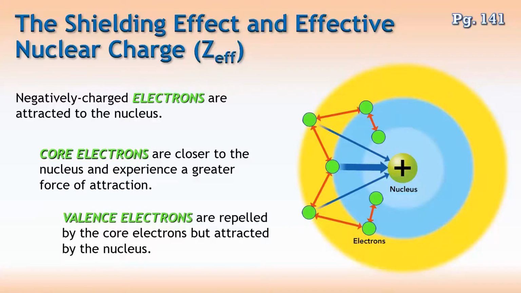Now, the valence electrons are attracted to the nucleus as well, but they're not attracted as much. And also, they are repelled by the core electrons. That is, the negatively charged force field of the core electrons is between the valence electron and the nucleus. As the valence electrons approach the core electrons, they're both negatively charged, and so they tend to repel each other. For this reason, the valence electrons are not held anywhere nearly as tightly as the core electrons. And we talk about the effective nuclear charge, which is the actual strength by which they're held.